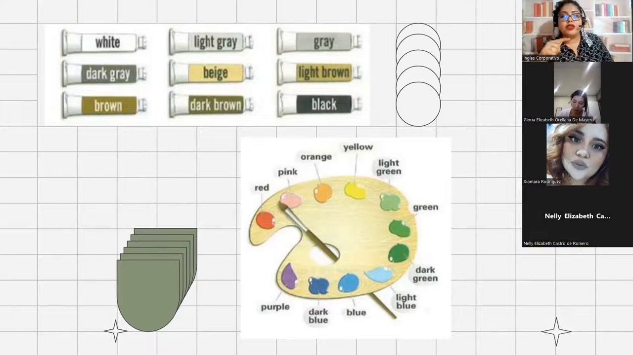Then, in the other image, we have red, pink, orange, yellow, light green, green, dark green, light blue, blue, dark blue, and purple.